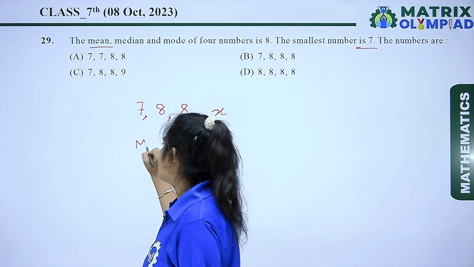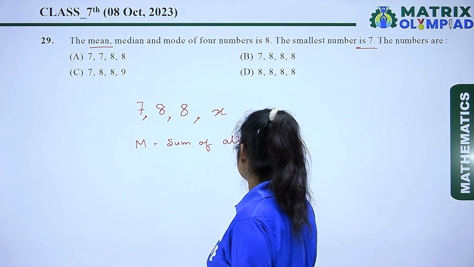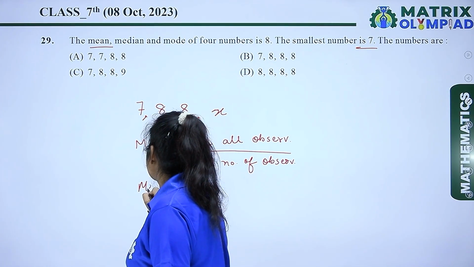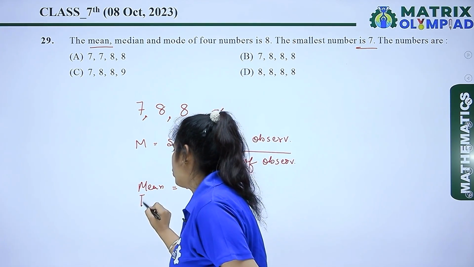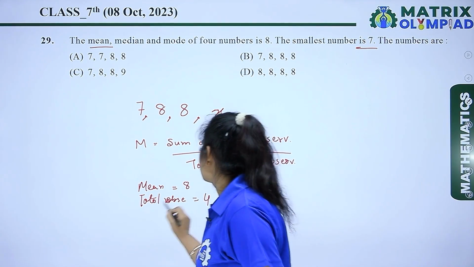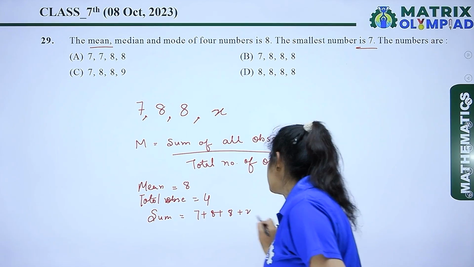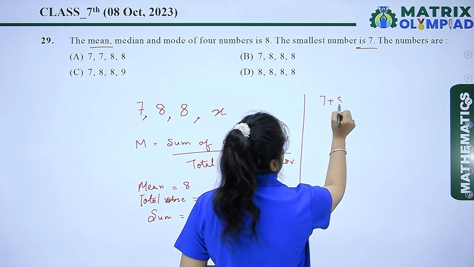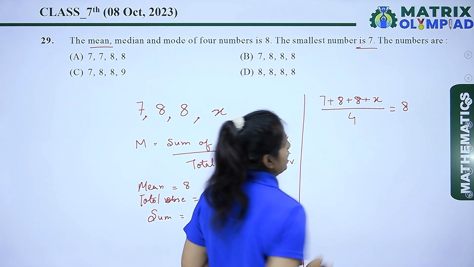So the formula of mean is sum of all observations upon total number of observations. Let's put the value. Mean is 8. Total number of observations कितनी है हमारे पास? 4. और sum of observations क्या है? 7 plus 8 plus 8 plus x. So let's find out the solution. So here we get 7 plus 8 plus 8 plus x upon 4 equal to 8.